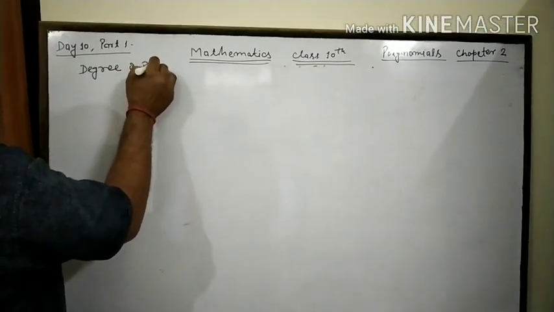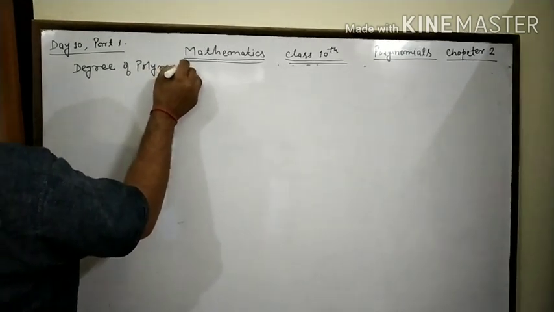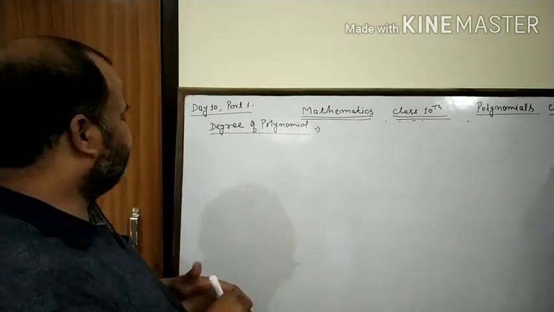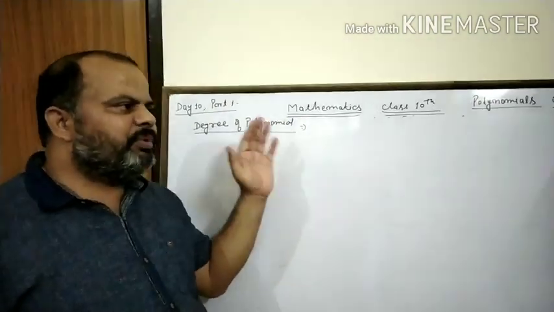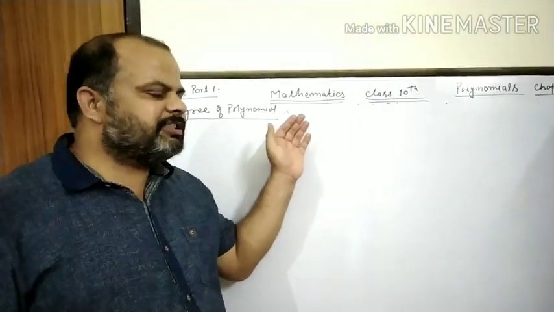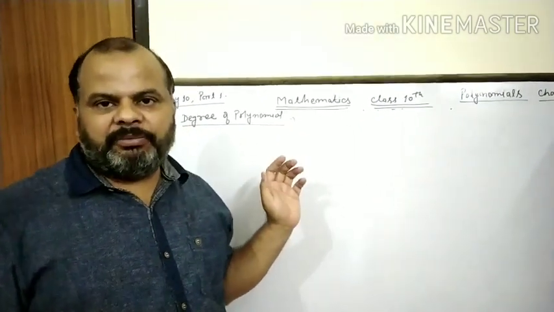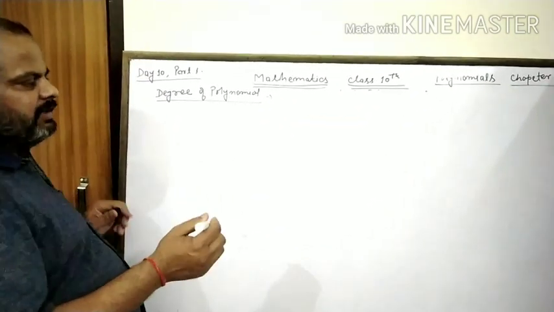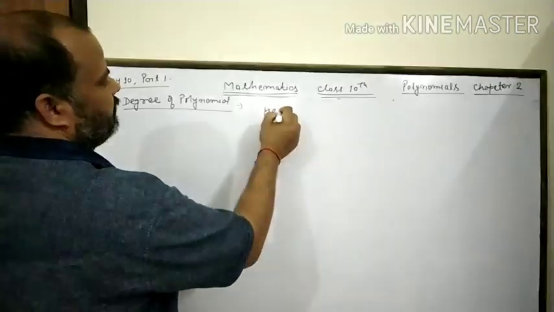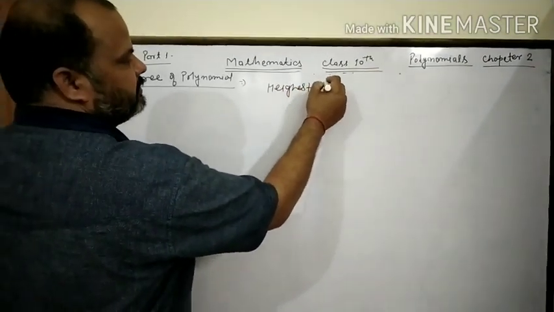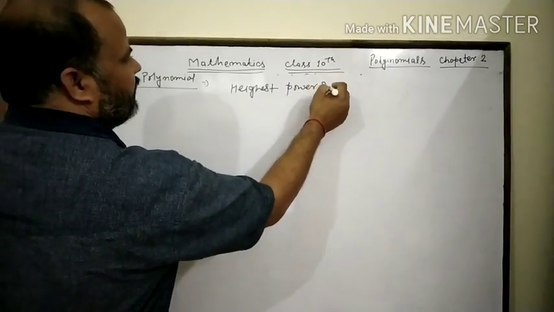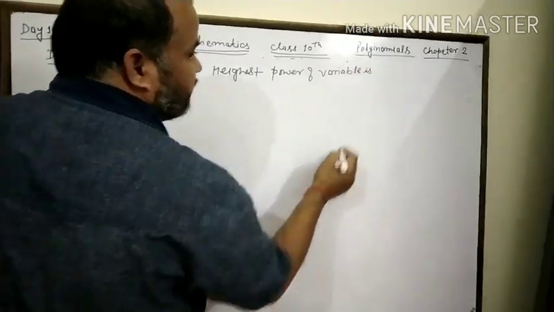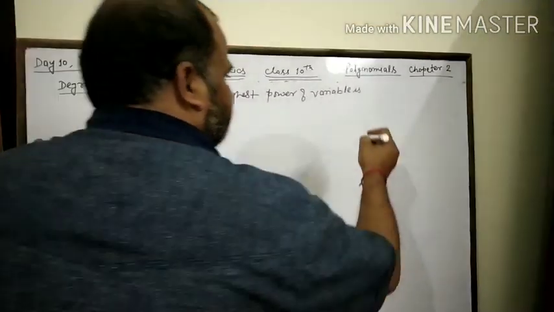Degree of polynomials. Degree of the polynomial means, in any given polynomial, the highest power of the particular variable is called the degree of the polynomial.